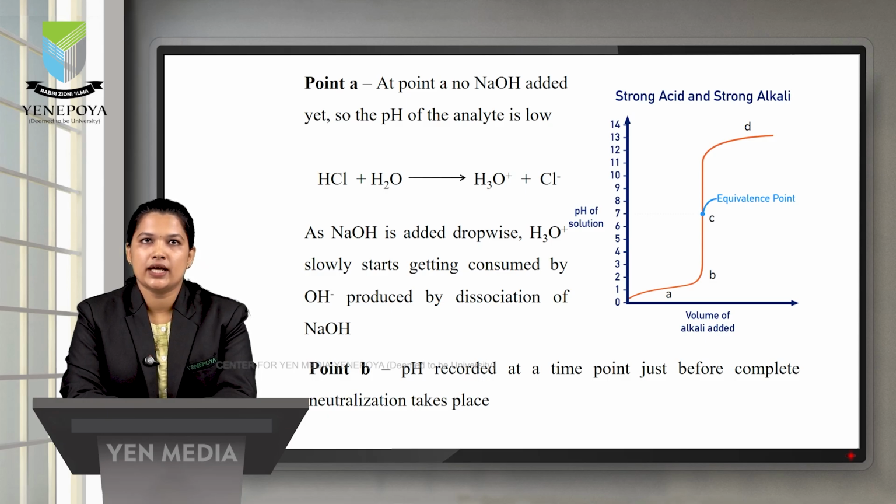Point A indicates that no NaOH has been added. Here the pH of the analyte is low, since HCl reacts with water to give hydronium ion and Cl minus. When NaOH is added dropwise, the H3O plus is slowly consumed by the OH minus ions produced by the dissociation of NaOH. Point B is the pH recorded just before the neutralization is complete.